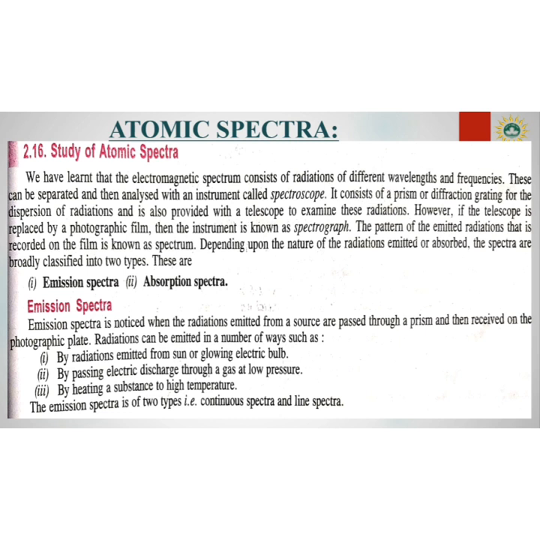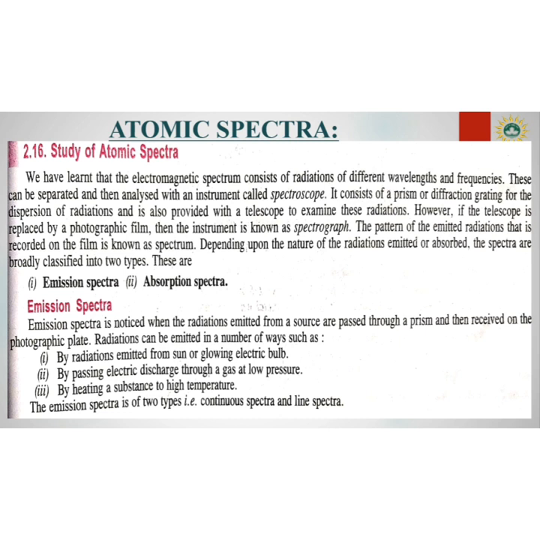Now, normally in place of a telescope, we use photographic film in the instrument, and the instrument is known as a spectrograph. The pattern of the emitted radiations that is recorded on the film is known as a spectrum. So here, the radiation that we look at is mainly the emitted radiation.